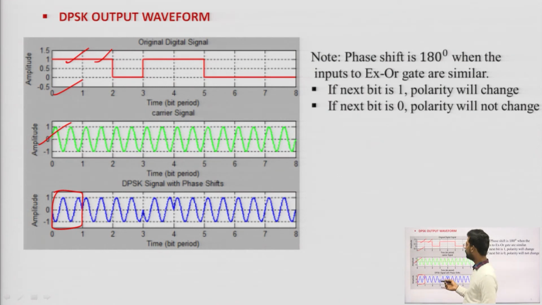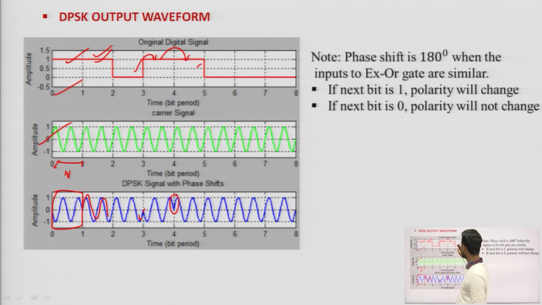The differential encoder, what will it do? It will phase shift by 180 degree, that is polarity will change. See, up to this much it is 1, again this is 1, then 1 after 1, so phase shift is changing. Okay, see from 1 to 0 transition, phase shift is not changing, that is 0 degree phase shift. Again 0 to 1 transition, phase shift is there. Okay, again 1 to 1, again phase shift changes.